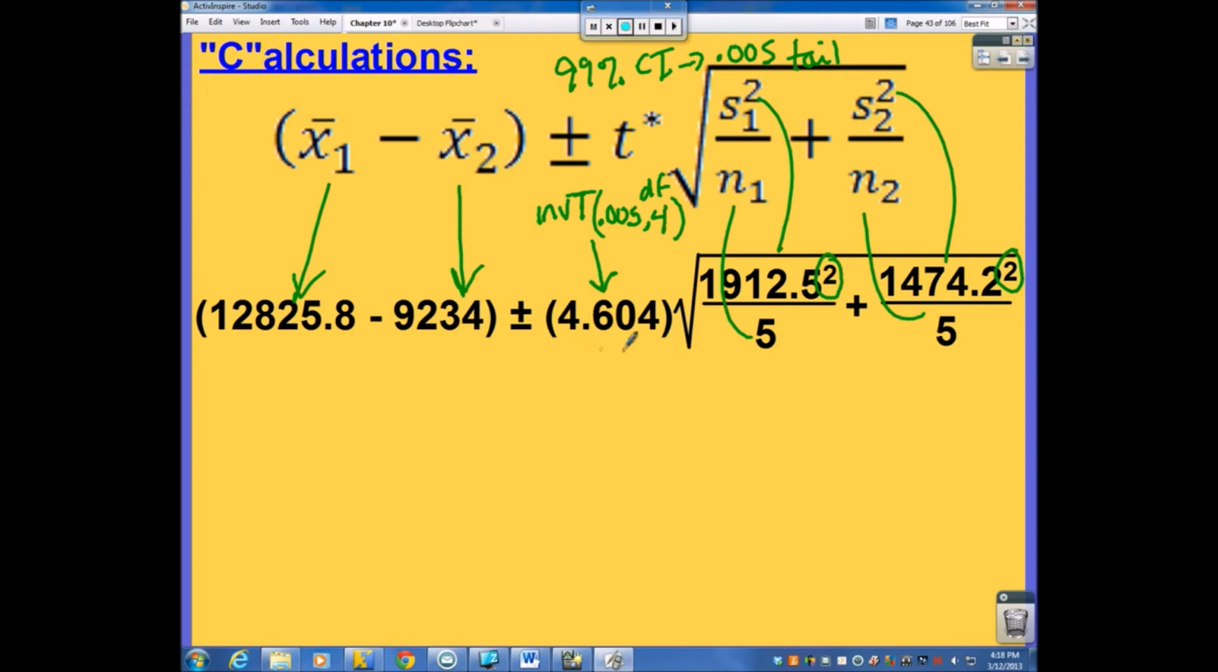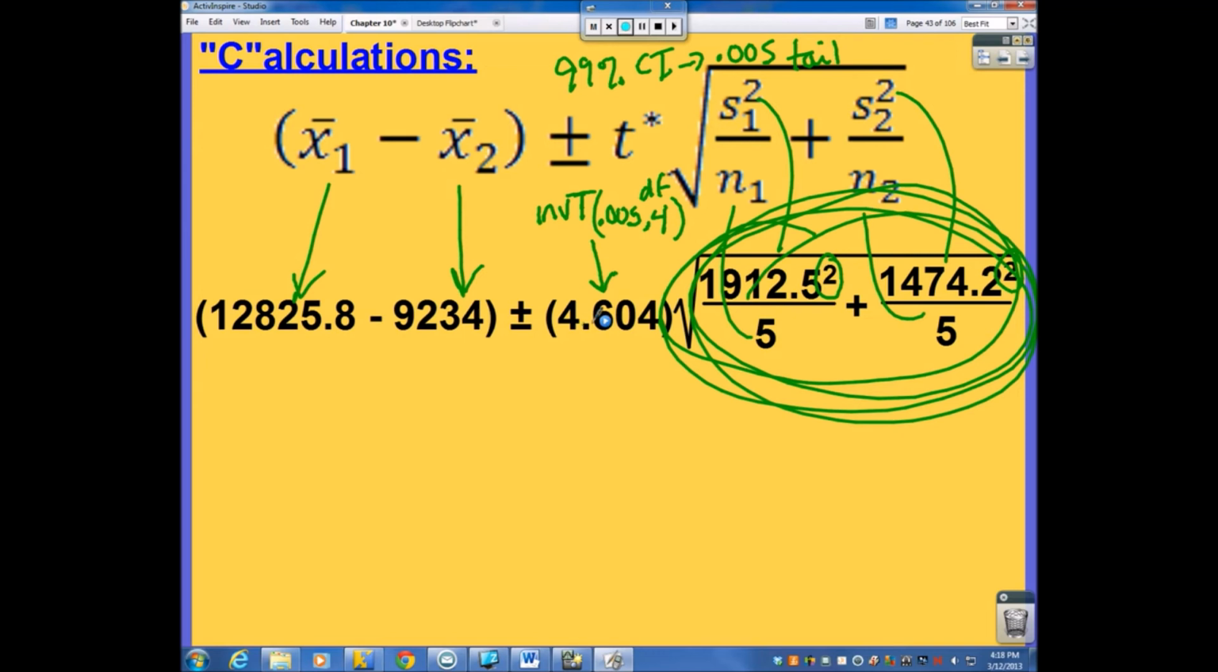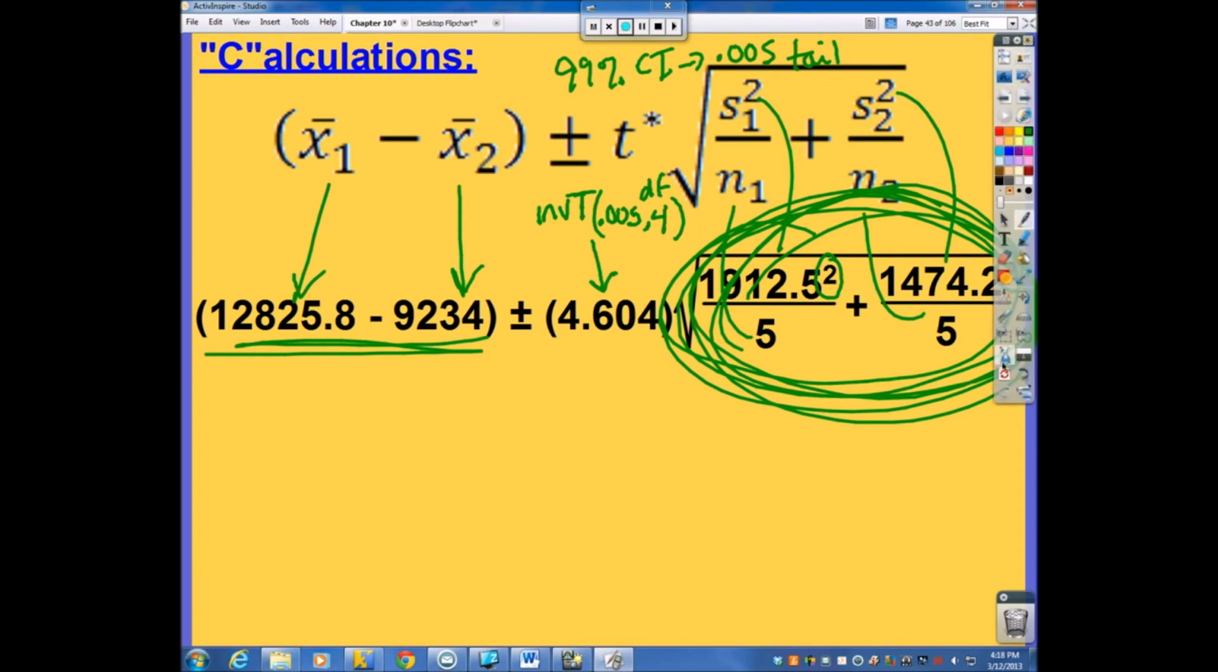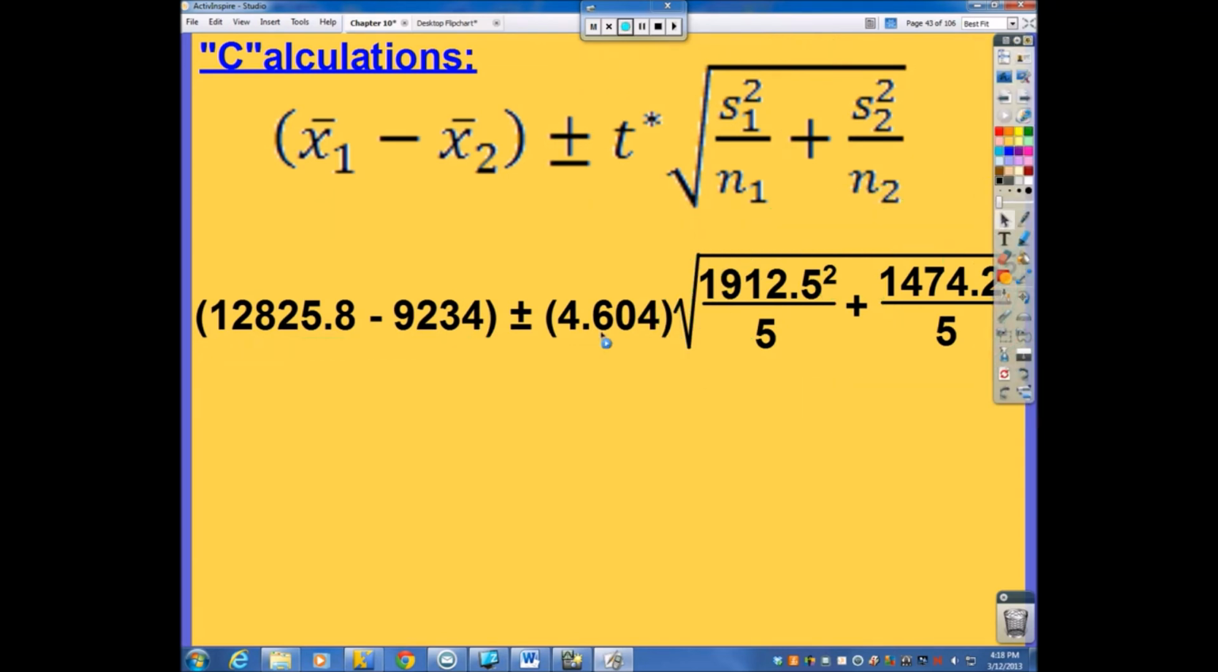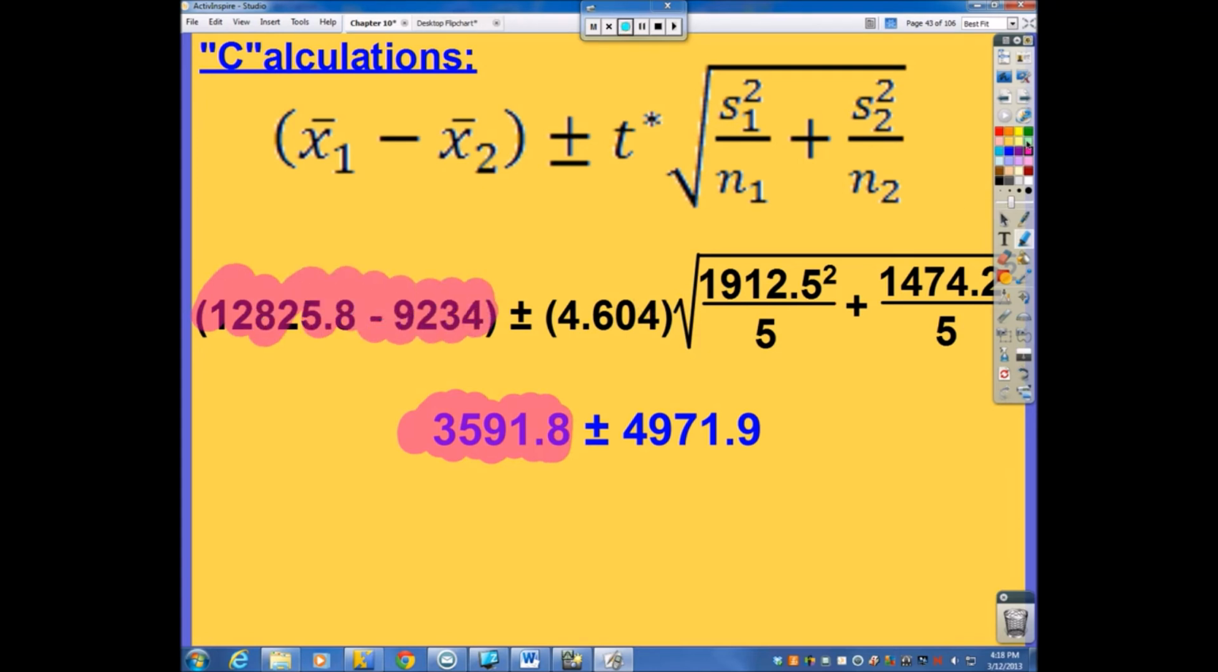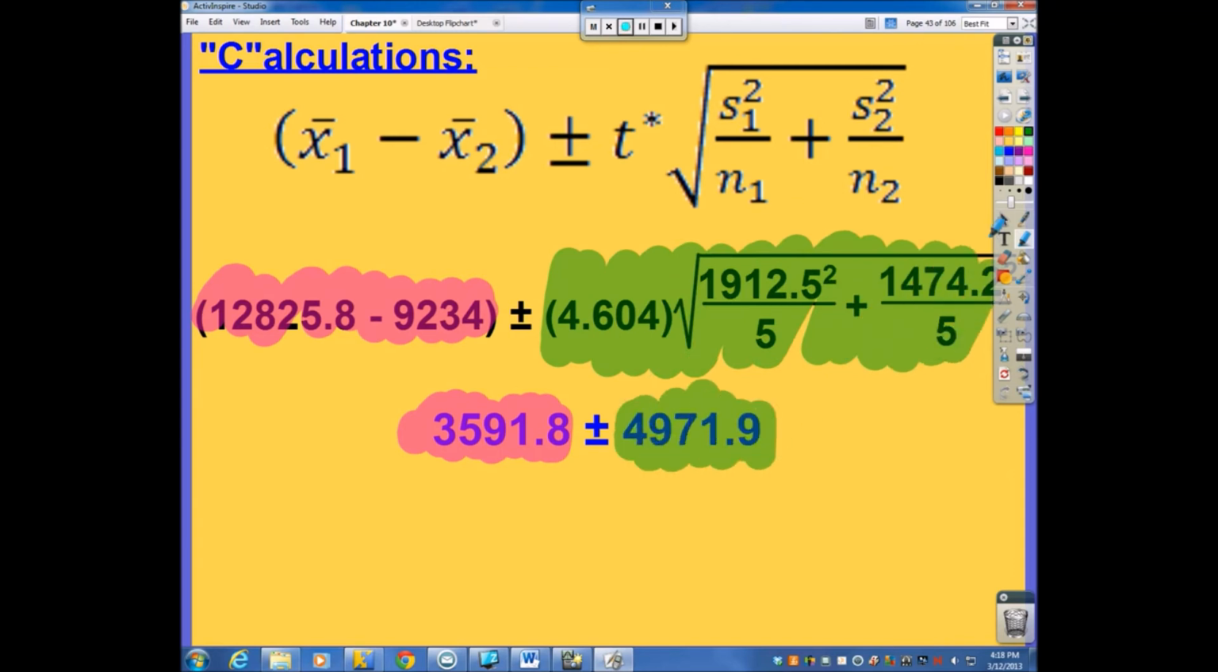So this is saying how many standard deviations, and this is a standard deviation right here, we can really do 4.604 of these above and below whatever this difference ends up being. So now let's get some values in here. So here's my difference, this is my difference point estimate from this. And then this is my margin of error. All of this ends up being this number.